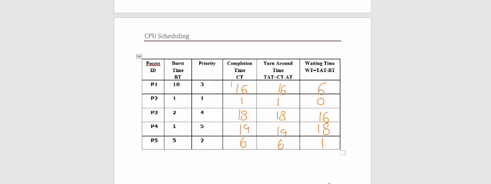Then you have to find, as usual, the average waiting time, and you have to find the average turnaround time, that you can calculate yourself.